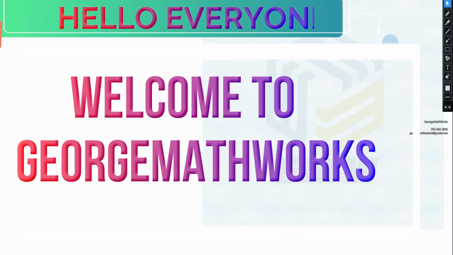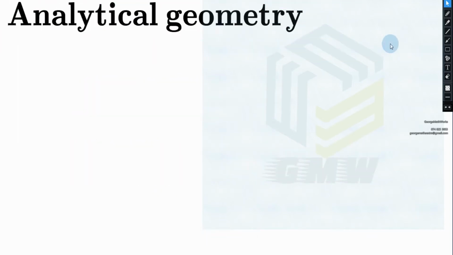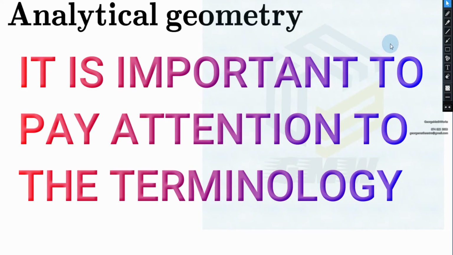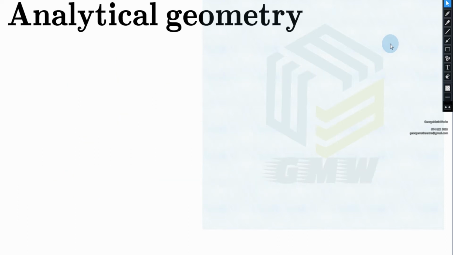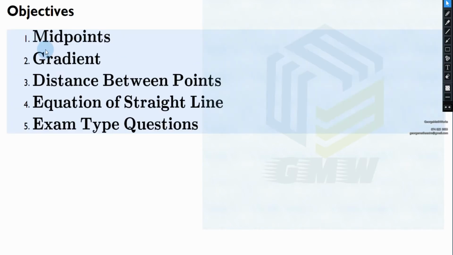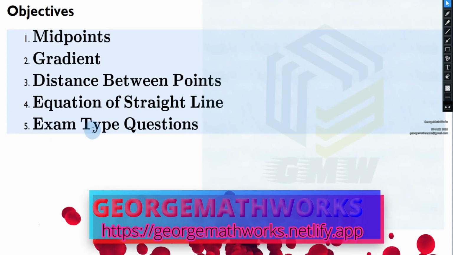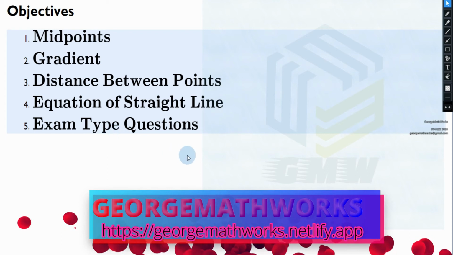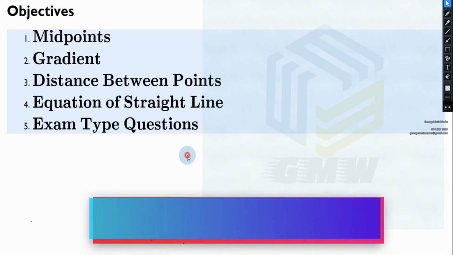Now my lesson today is on analytical geometry, and I'll try by all means to put the terminology as it should be. In this, remember I always put an emphasis on the language. Now with today's lesson, at the end of it, one is supposed to be able to do the following: calculate the midpoints, find gradients, calculate distance between points, equations of straight lines, and many other things. And I will also display the exam type questions that can be asked. With that said, let's look at the theory behind analytical geometry.